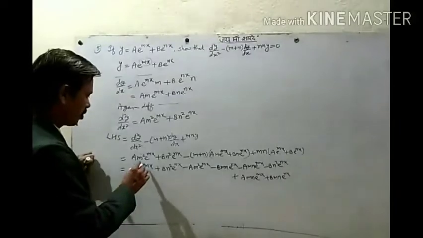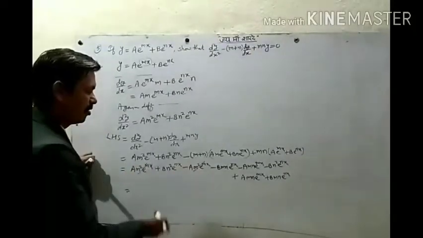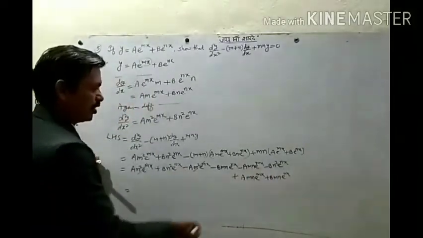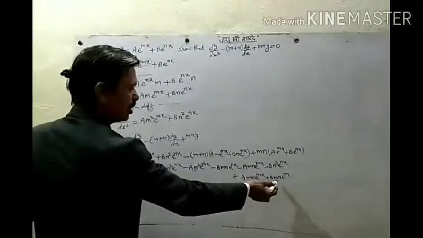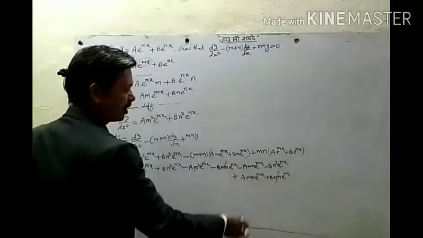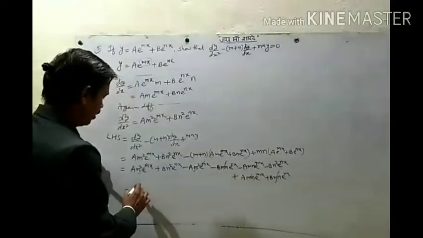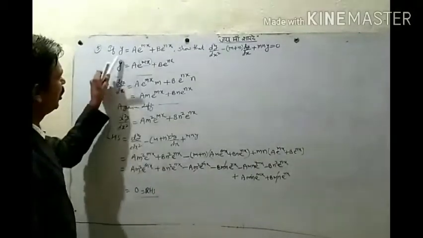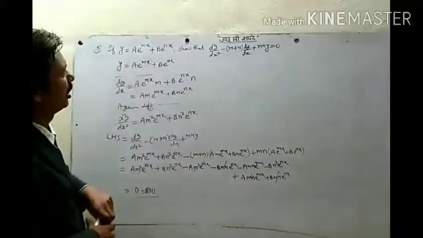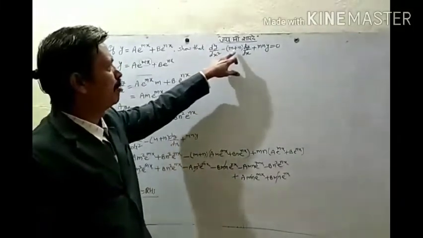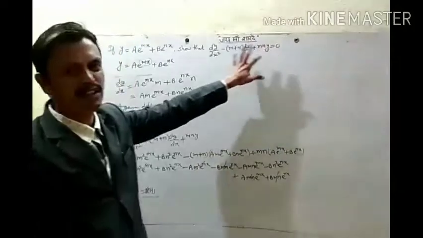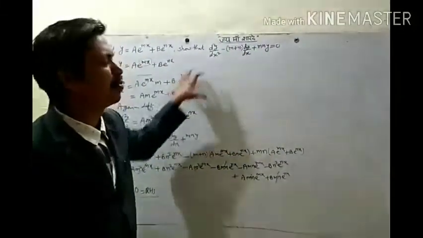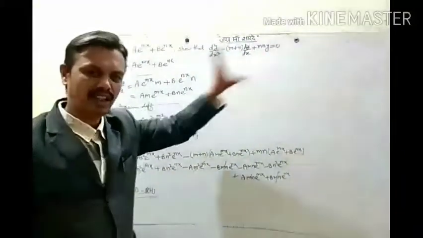Now am square e to the power mx cancels, minus plus bn square e to the power nx cancels, then bmn e to the power nx, bmn e to the power nx, different sign, same value, same thing here, so we get 0, and that is our right side. If y is equal to a into e to the power mx plus b into e to the power nx, then d2y over dx square minus (m plus n) dy by dx plus mny is 0. So just find these derivatives and put them there and simplify, you'll get your answer.